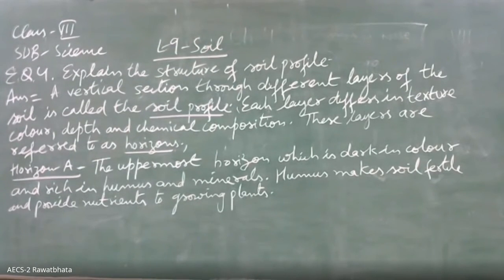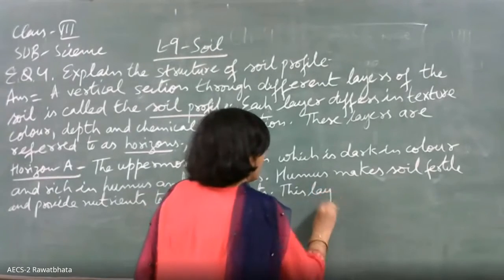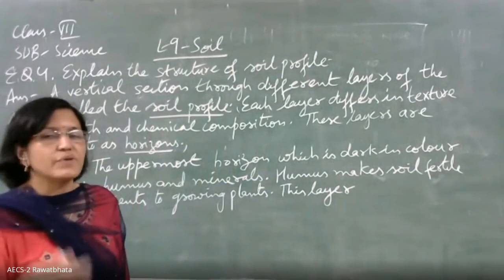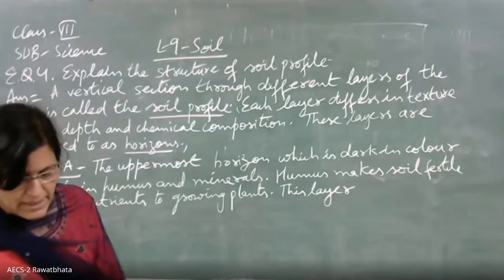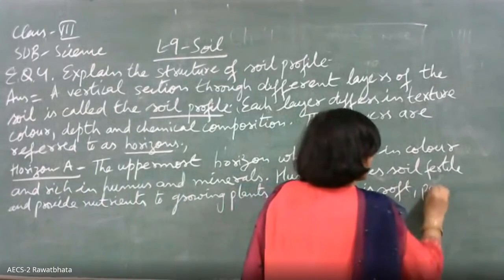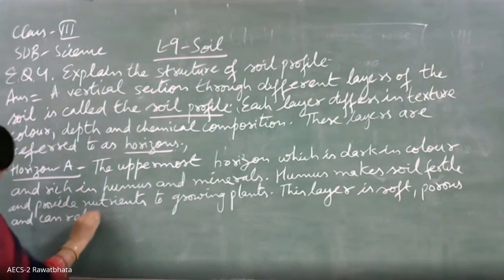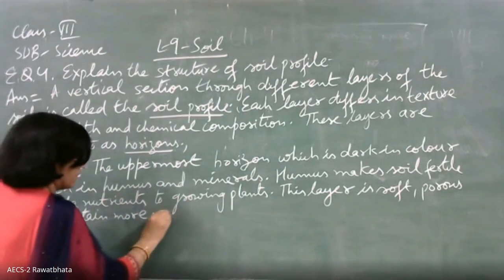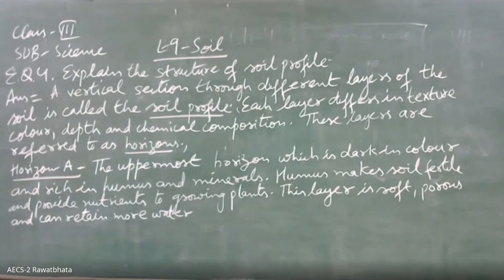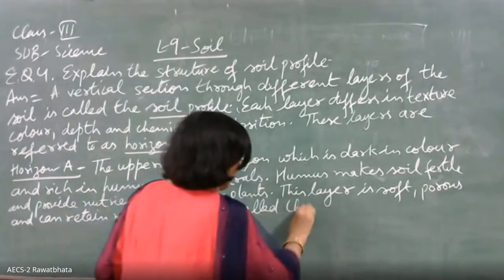This layer is soft, porous, and can retain more water. It can hold more water. It is called the topsoil.